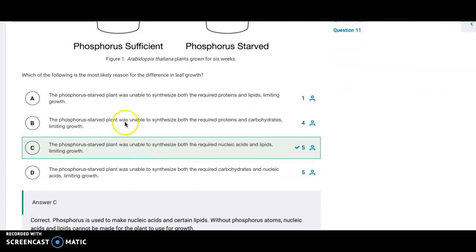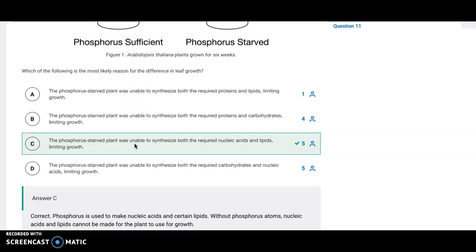Of the answers here, B and D cannot be correct because they both reference carbohydrates, which have no phosphorus in them, so the plant doesn't need it to make carbohydrates. A and C are a little tricky. C is the better answer because nucleic acids need phosphorus. It's a critical requirement. Most proteins don't contain phosphorus containing amino acids.